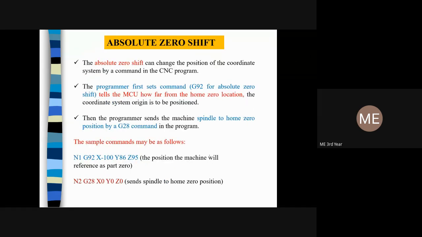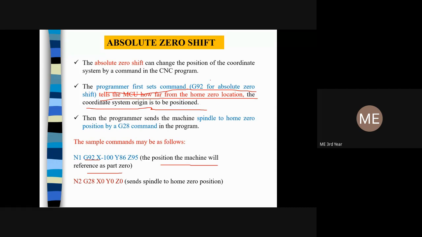And another is the absolute zero shift that I have already told you, that the G90 code is for absolute zero shift. This is the position the machine will reference as part zero. So when it will go, the programmer first sets command G90 to absolute zero shift, and tells the MCU how far from the home zero position the coordinate system's origin is to be positioned. So it will be understood by you when I give you the example.